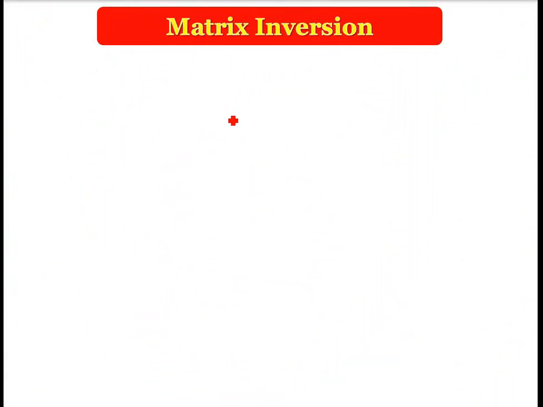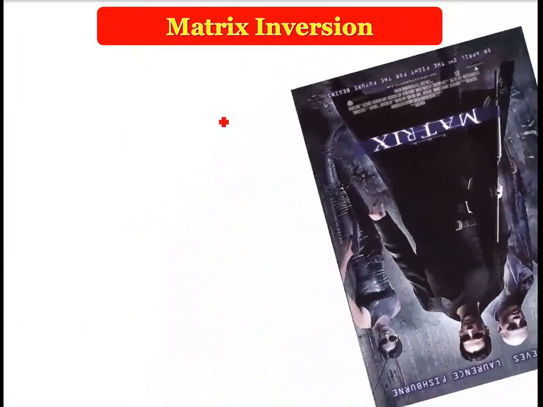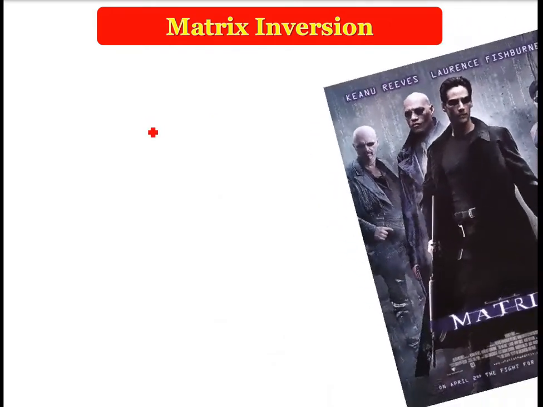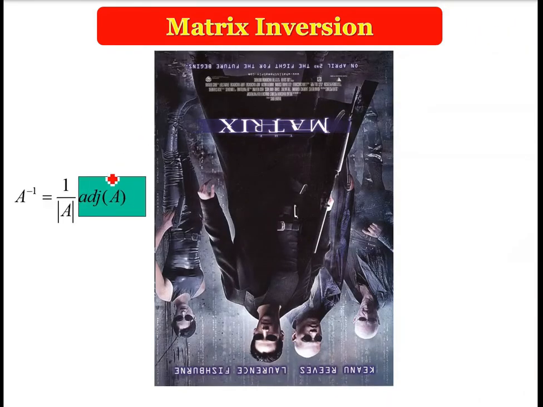Inverse of a matrix, or matrix inversion. There are multiple ways to find the inverse of a matrix. The basic one is this one: you need to understand the adjoint of A and the determinant of A, and this is the inverse.